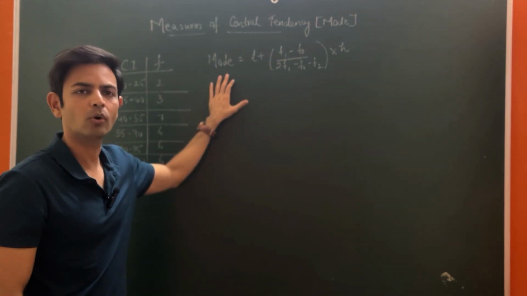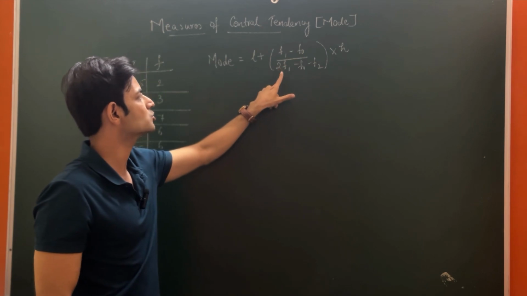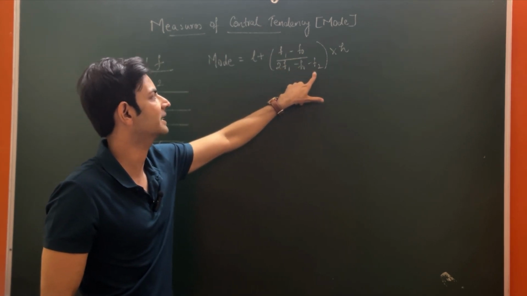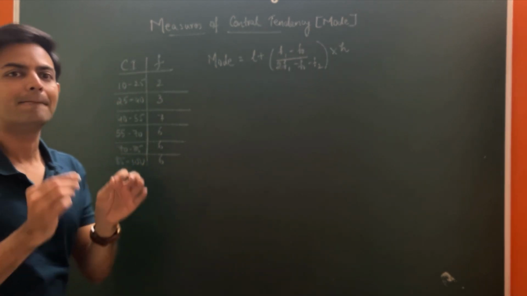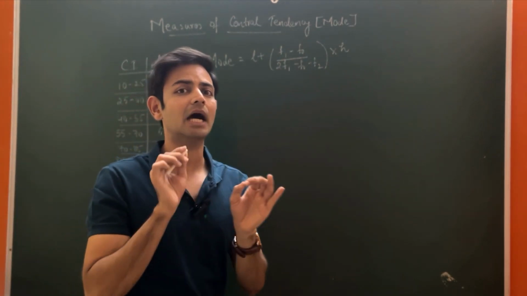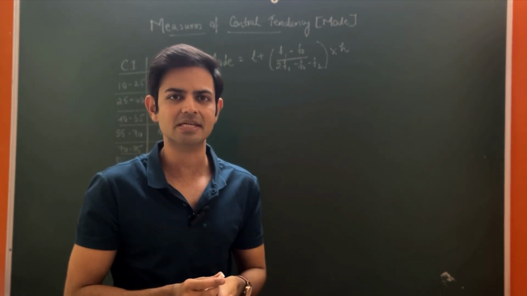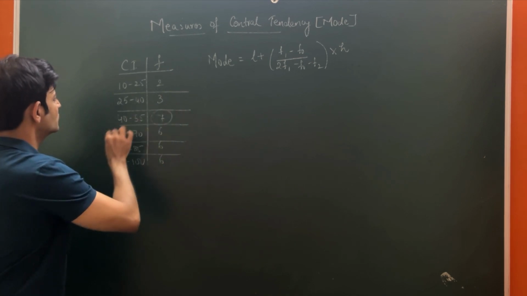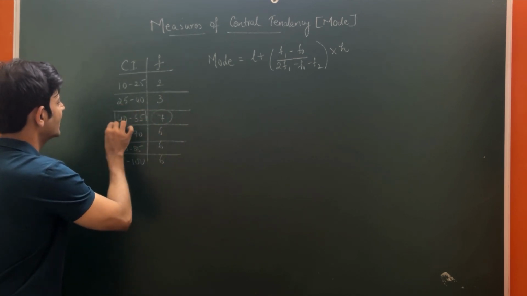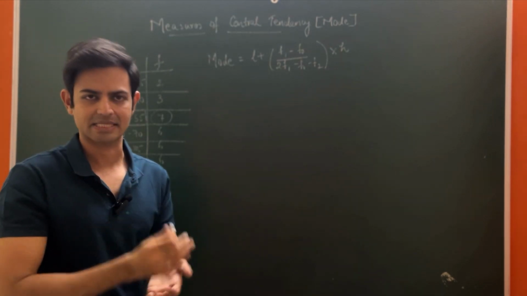Now the formula for mode is L plus f1 minus f0 upon 2f1 minus f0 minus f2, into h. Now let's understand each and every component. But before that, understand how to find the modal class. The class interval with the maximum frequency is your modal class. In this case, 7 is the highest frequency, so 40 to 55 is my modal class.